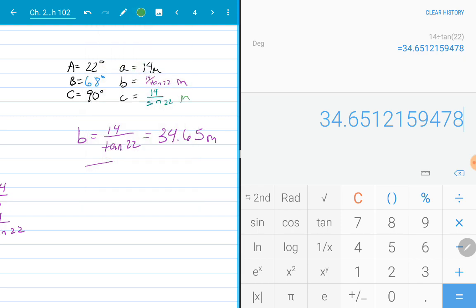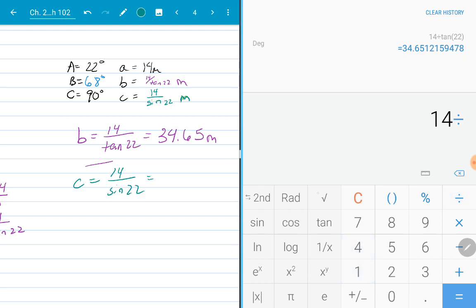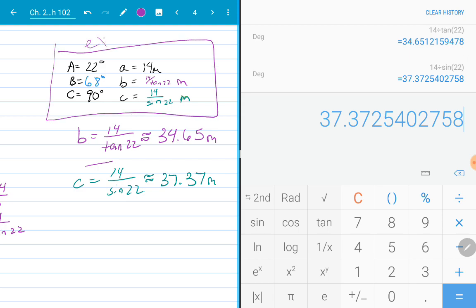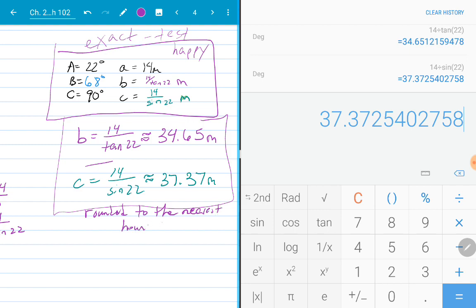And the other one, C, was 14 divided by sine of 22, which gives me 37.37 meters, rounded. These are approximations because I'm rounding to the nearest hundredths, which is why it's not as good of an answer. So these are the exact values for a test, and these two values you would see on your homework when it says rounded. It's less accurate, rounded to the nearest hundredths place.